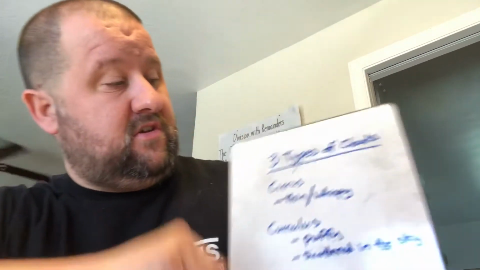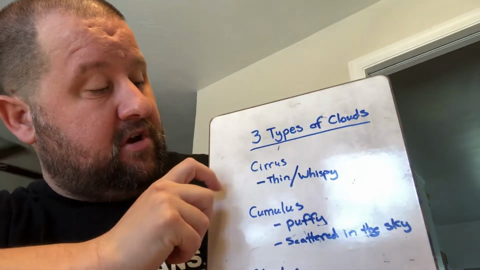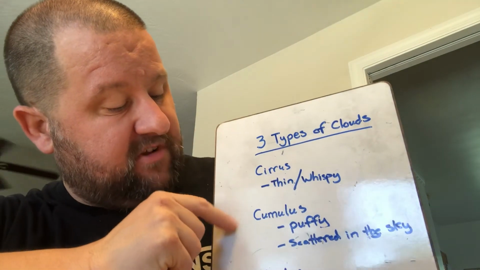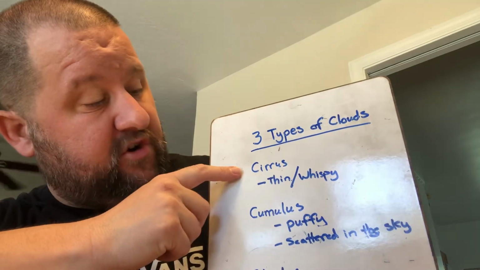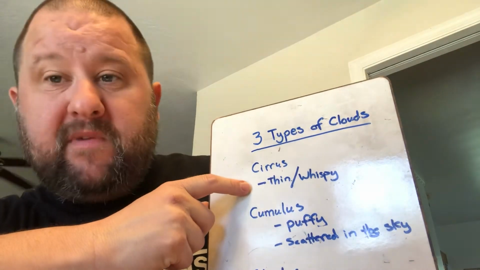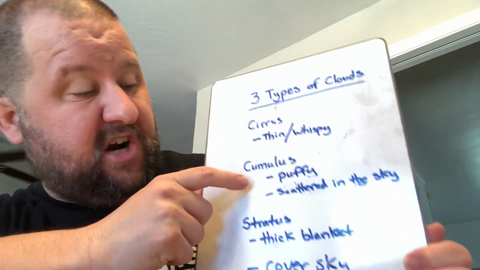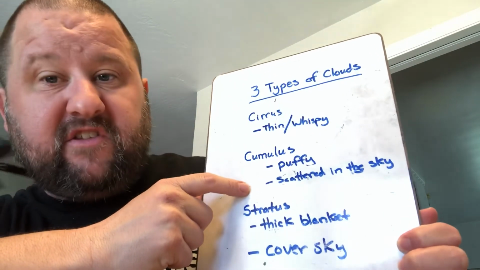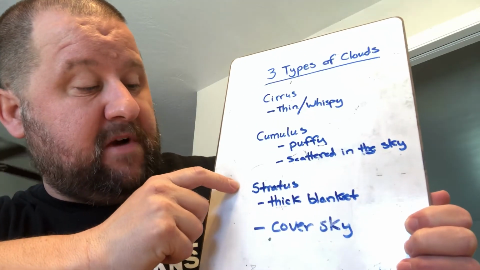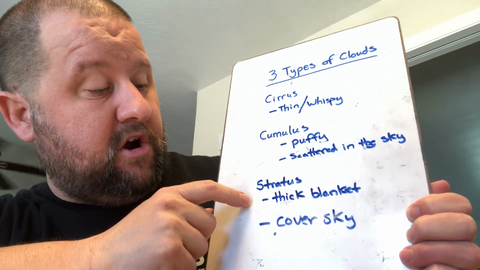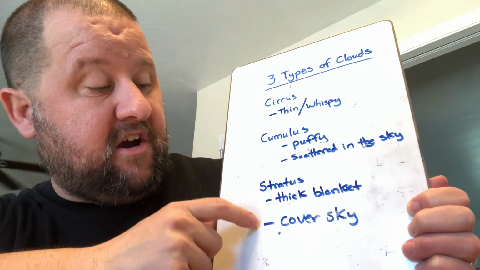Okay, so let's look at what I wrote down, which I found important from what I listened to. I wrote down my topic, which was 3 types of clouds. I wrote down the 3 different types of clouds that Miss Spallino read about. The first was cirrus, and I wrote that they are thin and wispy. I wrote down cumulus, and I wrote that they are puffy and scattered in the sky. And I wrote that stratus clouds are like a thick blanket covering the sky.